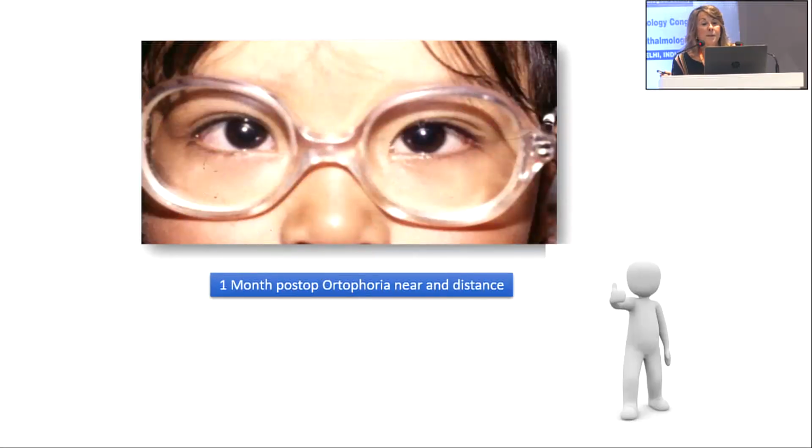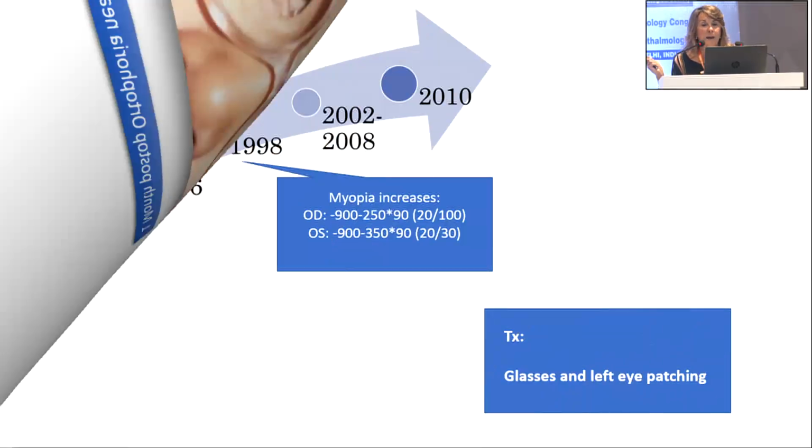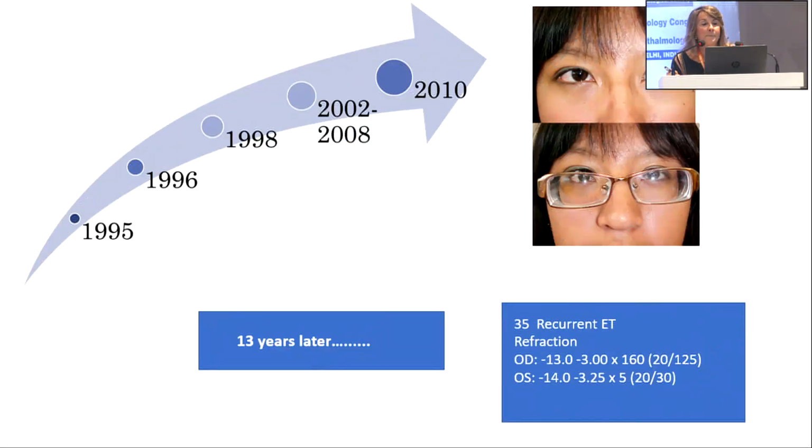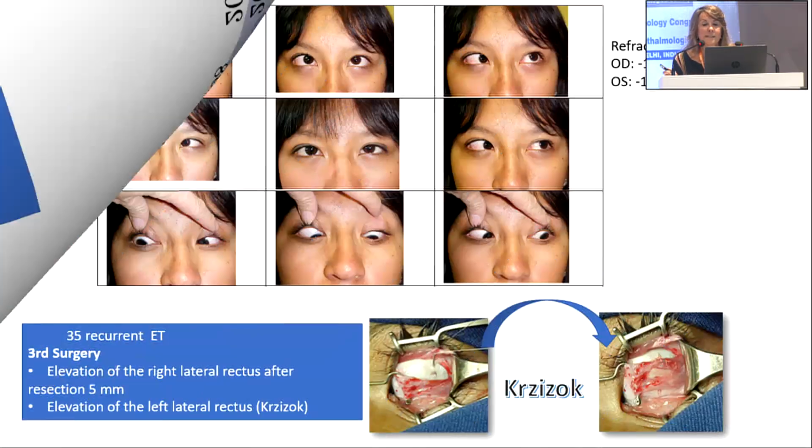And so 1 month postoperative of the second surgery, she was orthophoric for near and distance, and we were very happy. But I kept seeing this patient, the myopia kept increasing. She was not very compliant with the left eye patching, so she had an amblyopia on her right eye. And 13 years later, when she was 15, she comes back with a recurrent esotropia of 35 prism diopters. You can see that the myopia kept increasing.